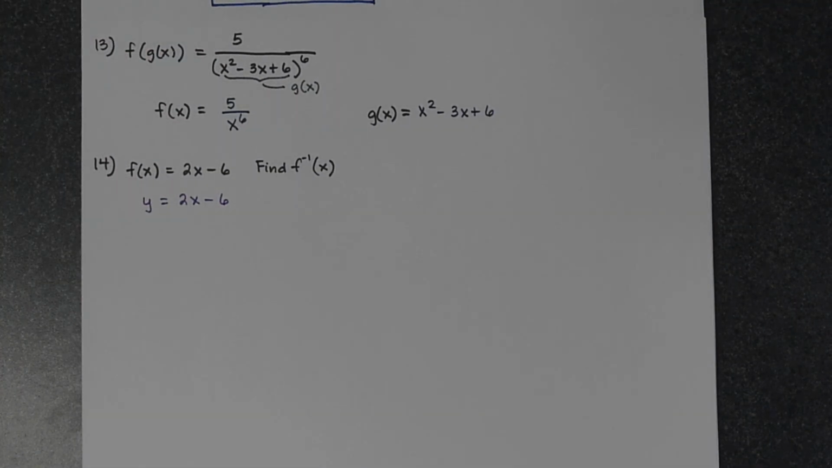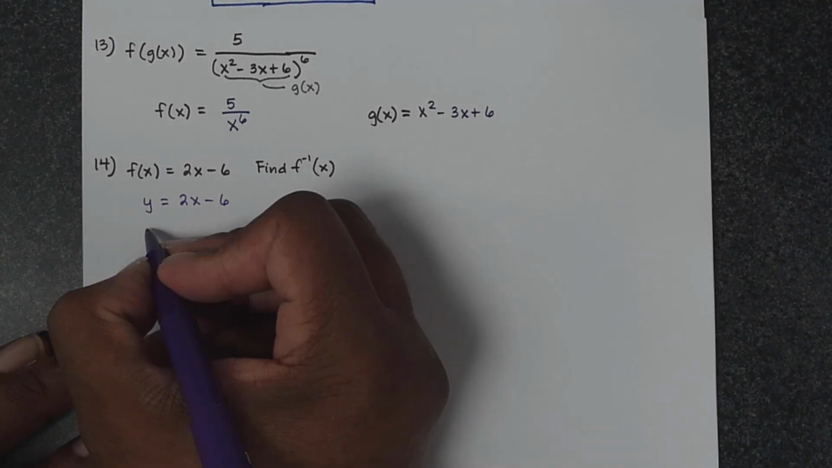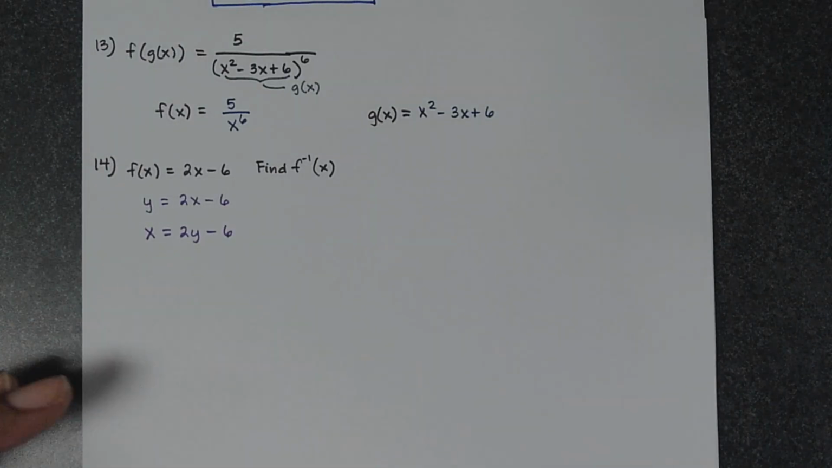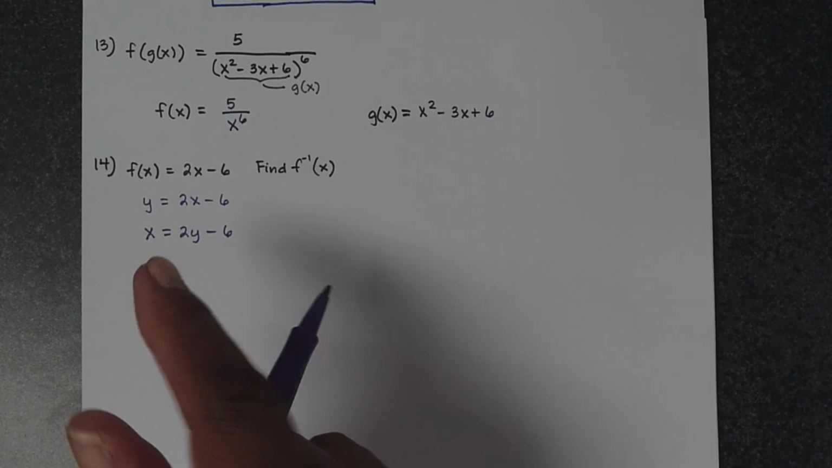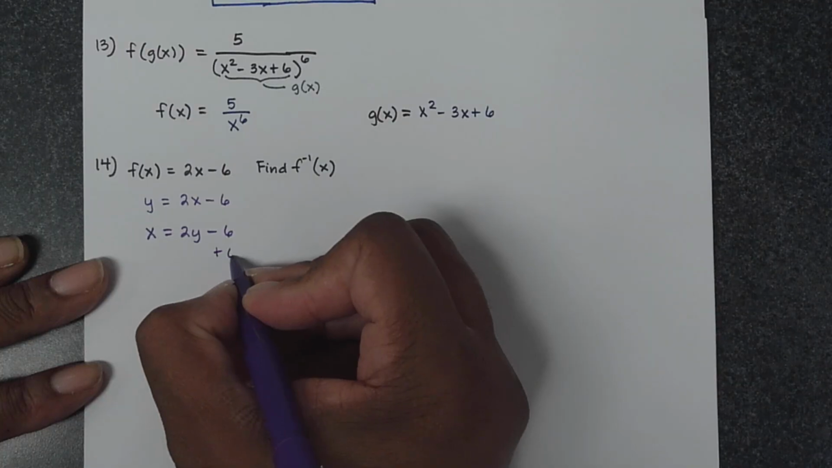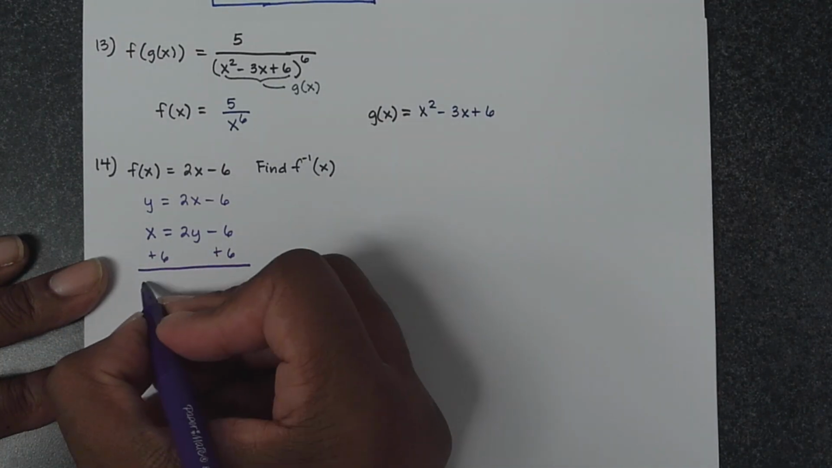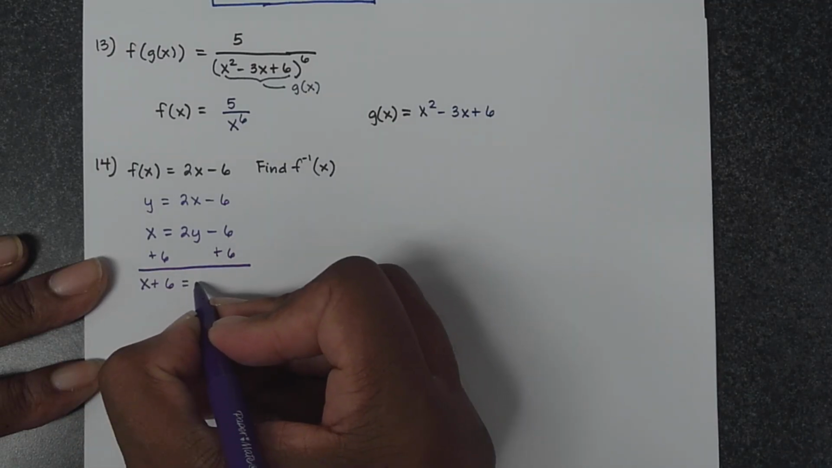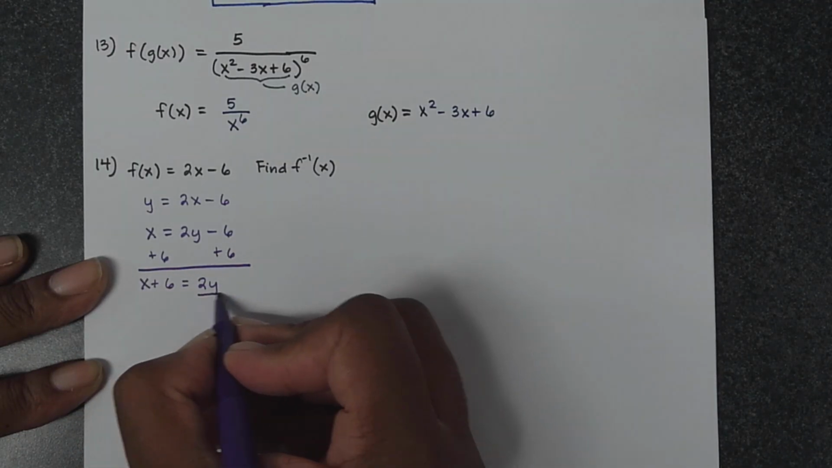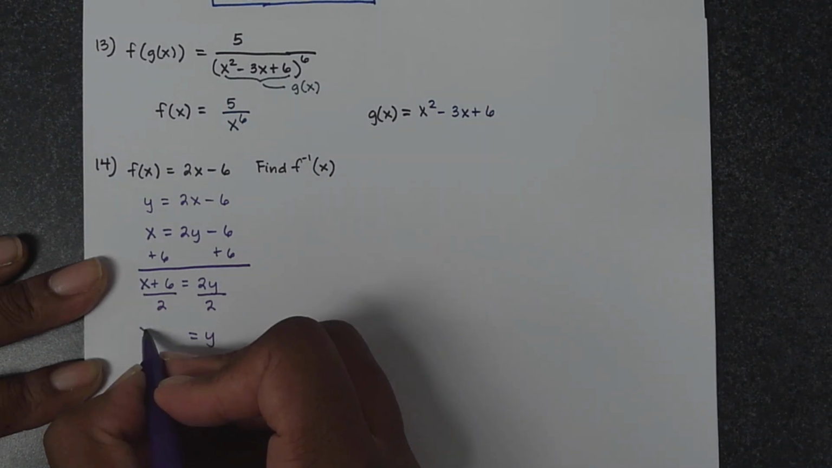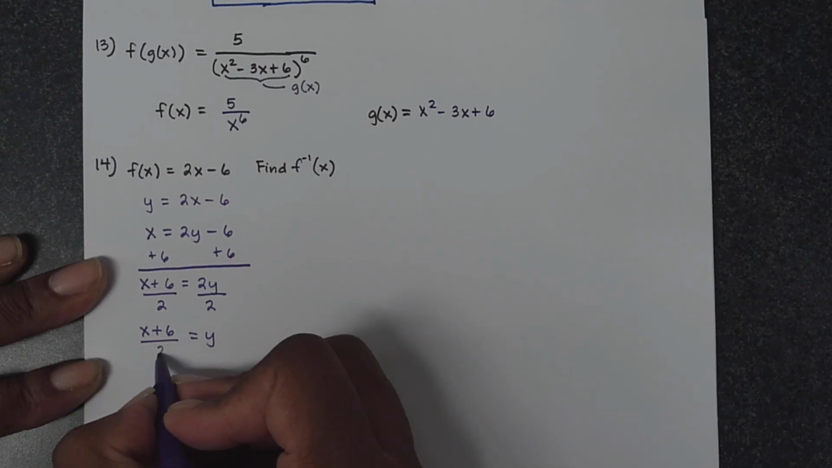And then we interchange x and y. So that means the y becomes the x, and this x becomes y. So it'd be x equals 2y minus 6. That's step number 2, interchanging x and y. And then solve this equation for y. So to get y by itself, the first thing you need to do there is add 6 to both sides. So that means x plus 6 is equal to 2y. And then to get y by itself, I'll divide both sides by 2. That means y is equal to x plus 6, all of it divided by 2.